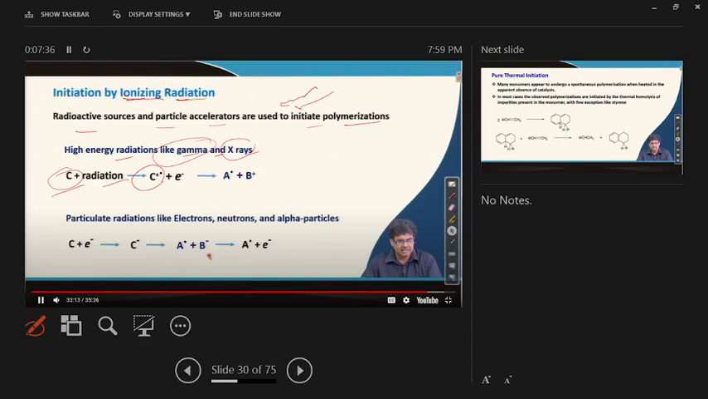Sometimes we can also use particulate radiation. Particulate means we are using particles like electrons, neutrons, and alpha particles. So these particles which have high energy can also hit the molecule and generate some type of radical.